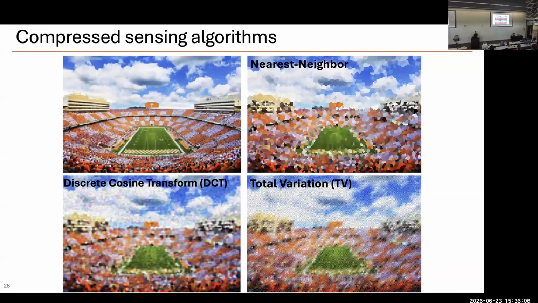I have a really fun notebook prepared for us on different compressed sensing algorithms, and we're going to use some UT-inspired images just to kind of freshen up this last part of the day.